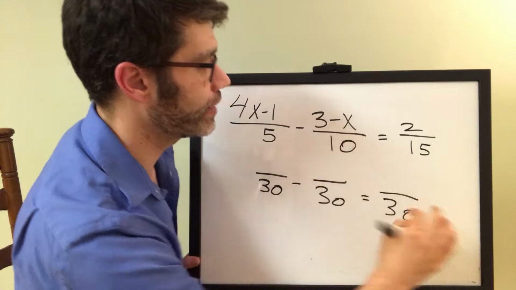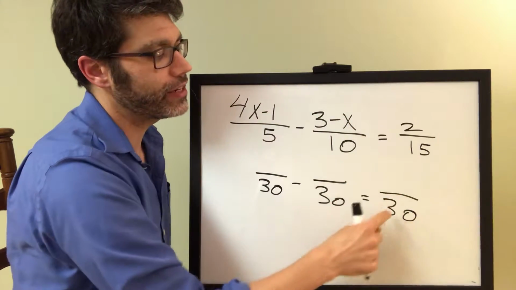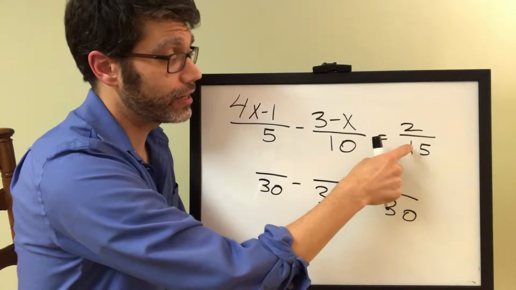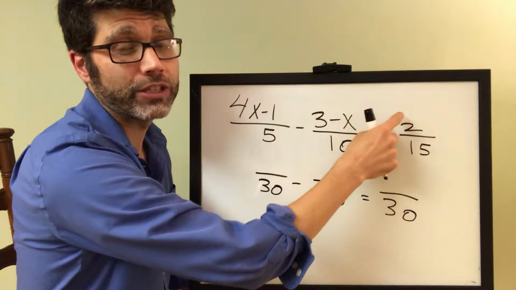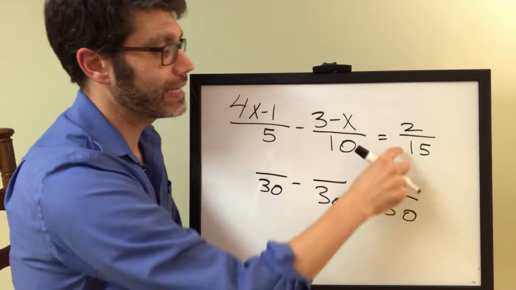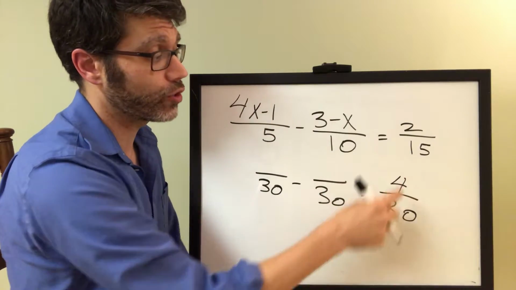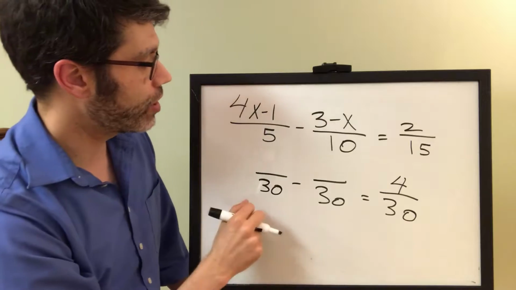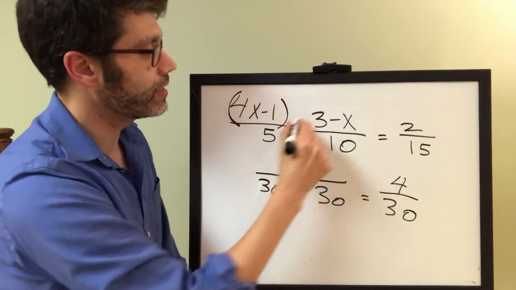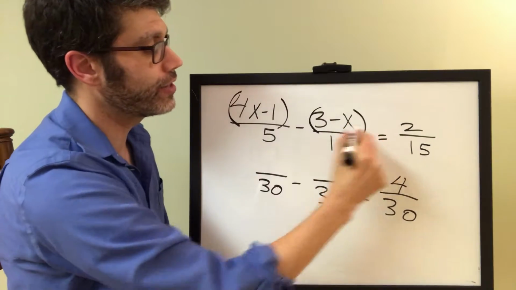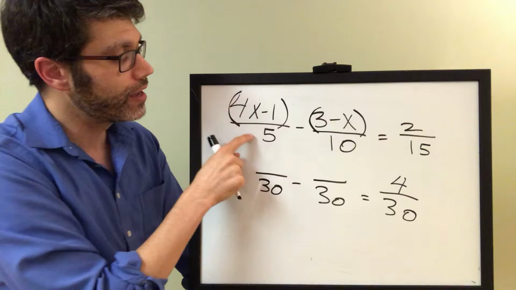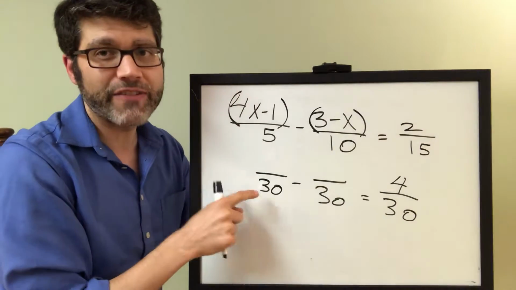All right, let's start over here. To pump up 15 to 30, I need to multiply by 2. So if I multiply the denominator by 2, I need to also pump up its numerator by a factor of 2. So that gives us an equivalent fraction. Okay, so let's start over here. We put parentheses around our numerators if there's more than one term in the numerator, and you'll see why in this case. 5 pumps up to 30 by a factor of 6.